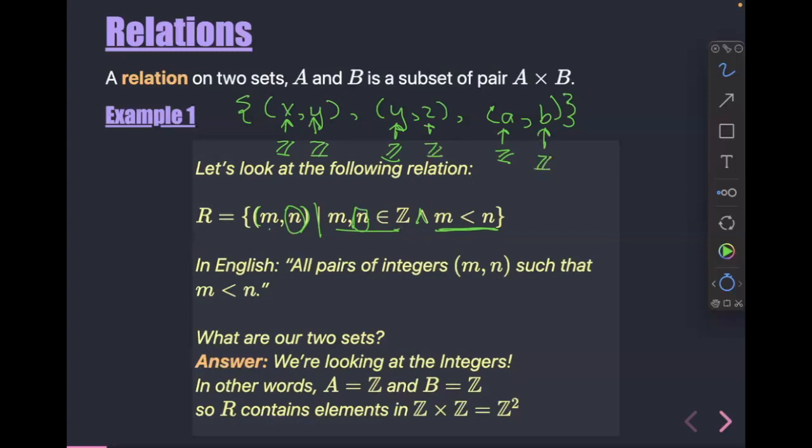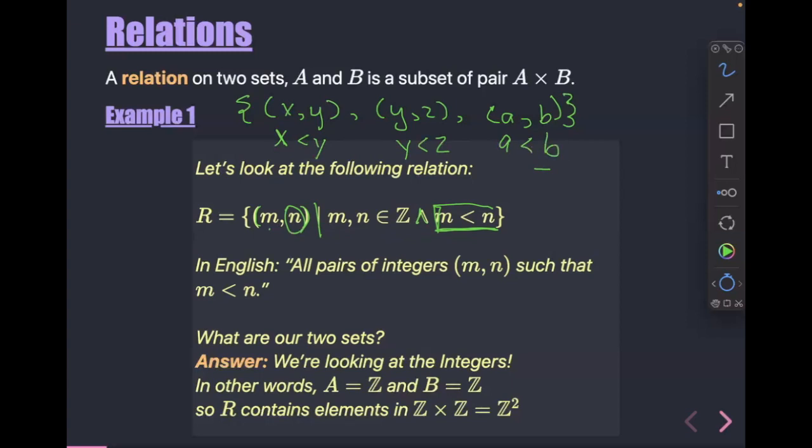So this first part is just telling me what set each of the elements of the pair is from. And the second part is telling me how they relate. This is what we were talking about previously, in the example I gave where it's a less than relation. So it'll say x is less than y, y is less than z, a is less than b.